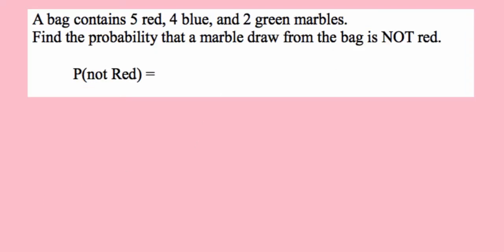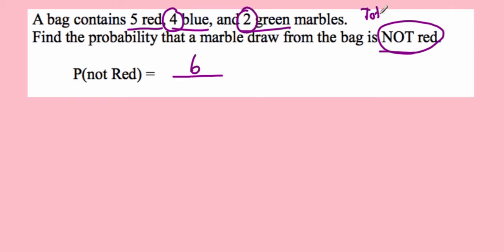Last one. A bag contains 5 red, 4 blue, and 2 green marbles. Find the probability that a marble drawn from the bag is not red. So we write that as P, not red. Well, we want to know how many ways can I get something that isn't red. Well, I have 4 and 2. That gives me 6. Total, there are 11 marbles. So there are 11 things that I could draw. So my probability is 6 out of 11.